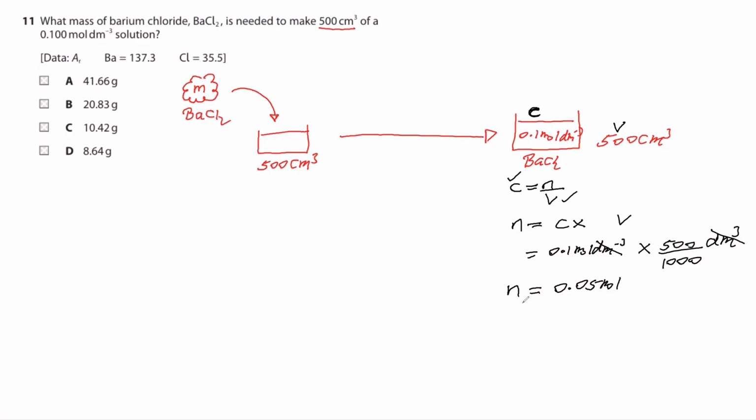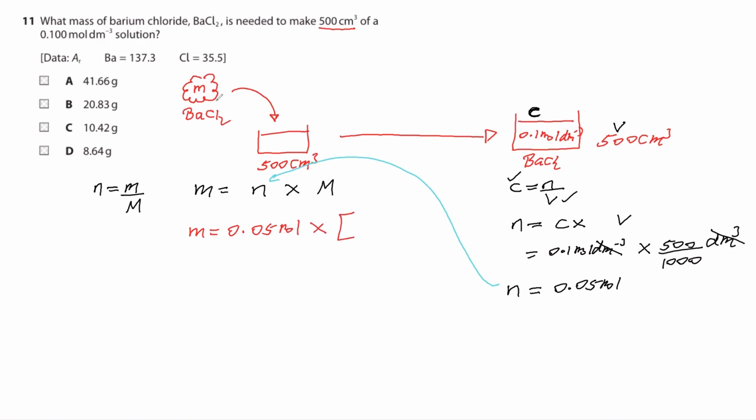Now I found the number of moles of barium chloride I need. But they are not asking for the number of moles. They are asking for the mass of barium chloride. To find mass, there's an equation: number of moles equals mass divided by molar mass. So therefore, mass equals number of moles times molar mass. The number of moles we just found, so we can substitute it there. So mass equals 0.05 moles times the molar mass of barium chloride.